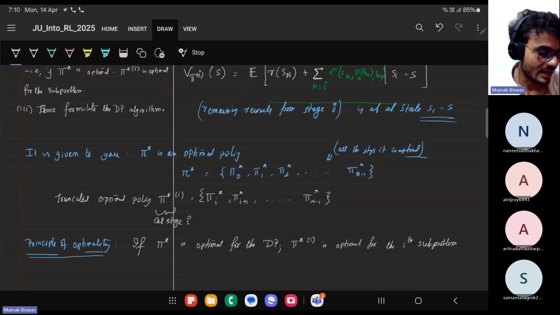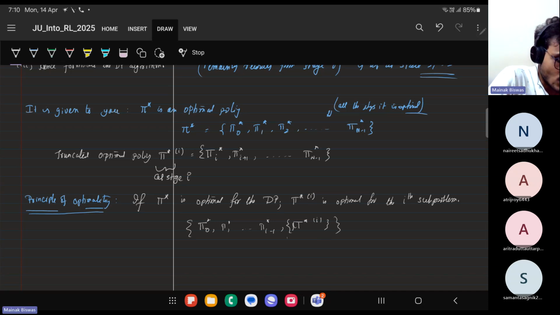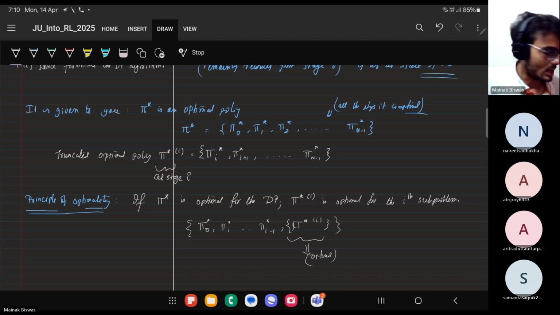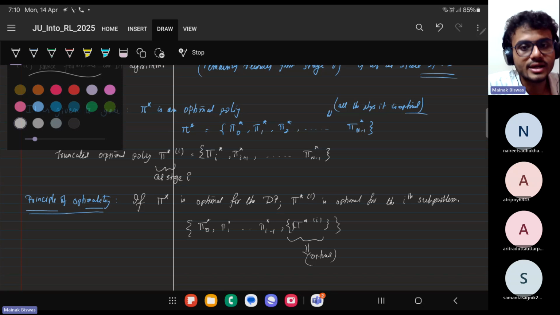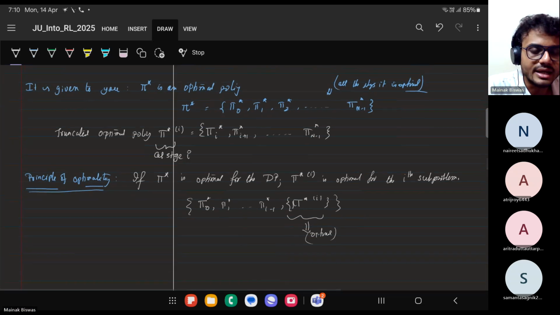Now, a very, very big statement. It looks very trivial, but it is not trivial at all. It says that if pi 1 star, ..., pi I minus 1 star, and pi star I, which is a set, is an optimal policy, then this is also optimal for the problem. So now, if I have to ask you how to do that, do you have an idea or a suggestion on how to start? How to prove it? Any method of proving that you want to use?